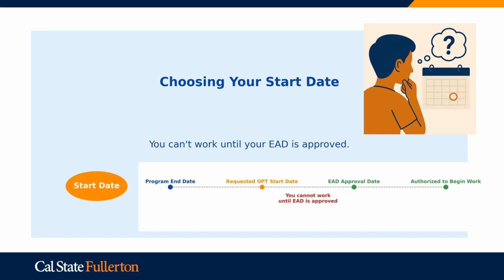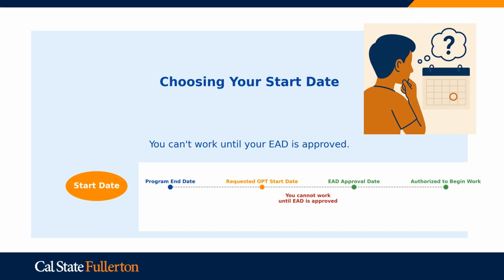When completing the I-20 request form, remember that you can request any start date within 60 days after your program end date. But here's something important. Even if your requested start date arrives, you cannot begin working until your OPT is officially approved and you've received your EAD card in the mail.